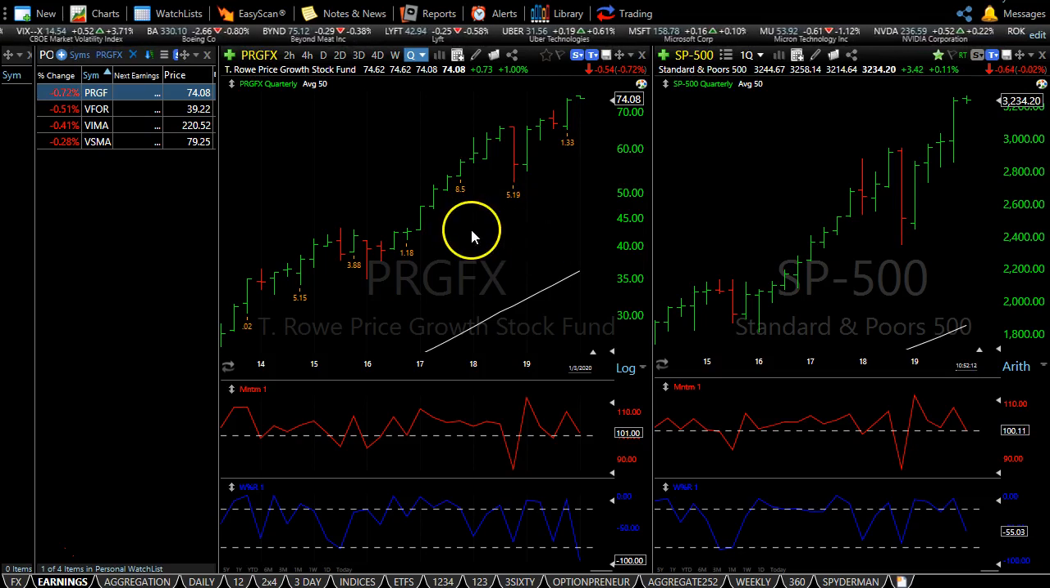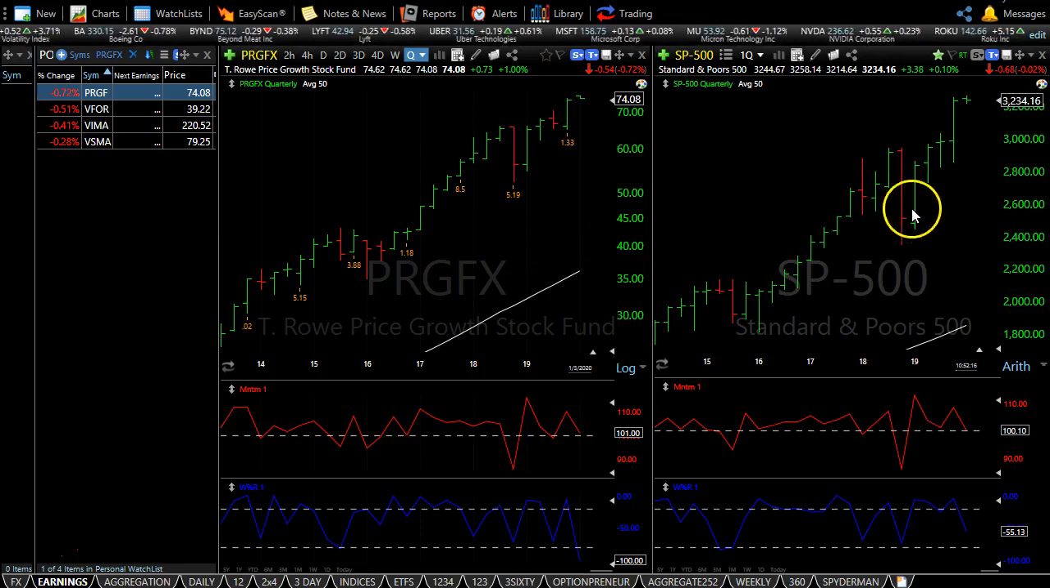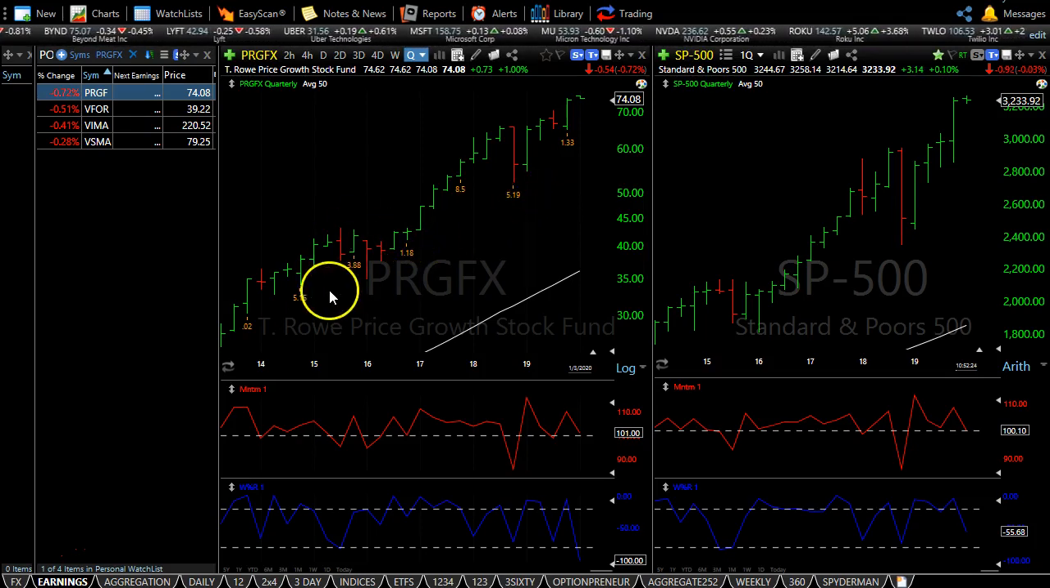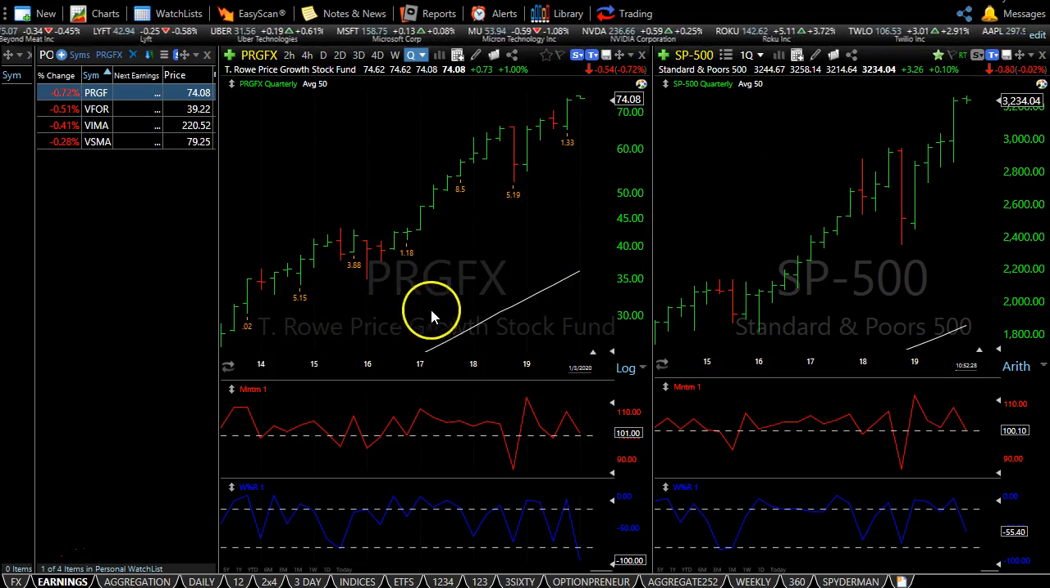But again, you don't want to look at the day-to-day swings of these indexes to determine whether or not you're doing fine in that fund. What you want to do is look at the long-term trend. And as you see here, the long-term trend is up.